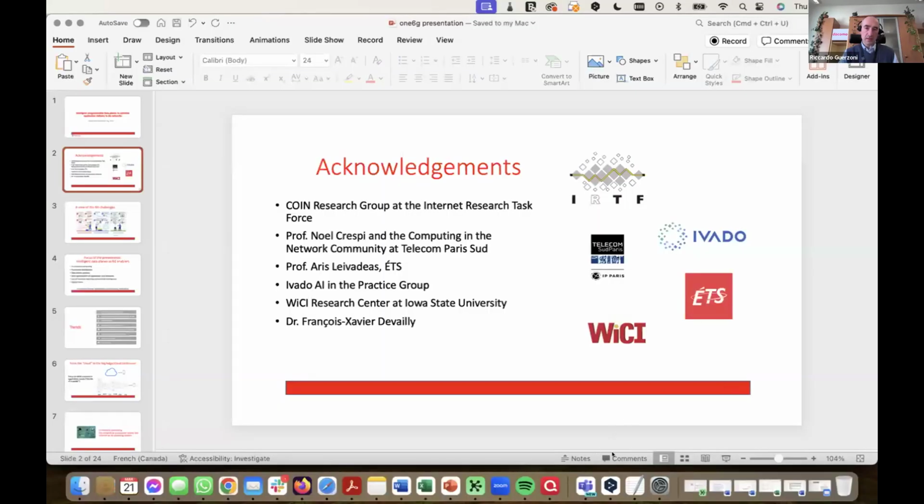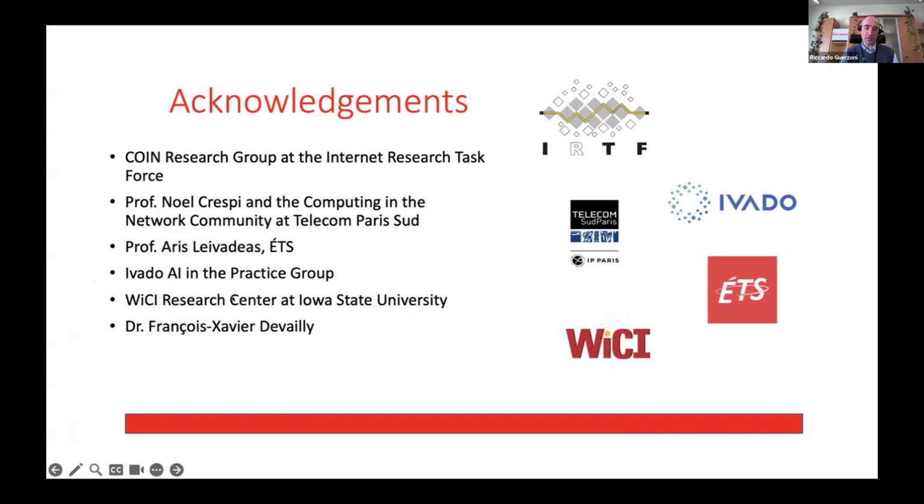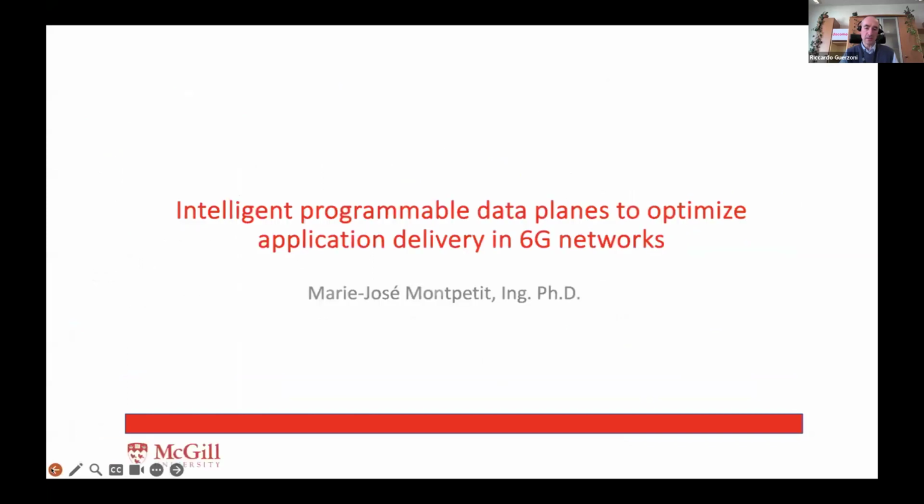So the next presentation is from Marie-Josée Montpetit, who is a well-known Canadian researcher in distributed systems, network computing, digital twinning, and applied artificial intelligence. From 2009 to 2019, she was a research scientist at MIT, and she had numerous R&D positions in the wireless networking industry. She is co-chair of the Computing in the Network Research Group at IRTF and adjunct professor at the École de Technologie Supérieure in Montreal. And finally, lecturer at Télécom Paris Sud on programmable networks and at McGill University. So I leave the floor to Marie-Josée.